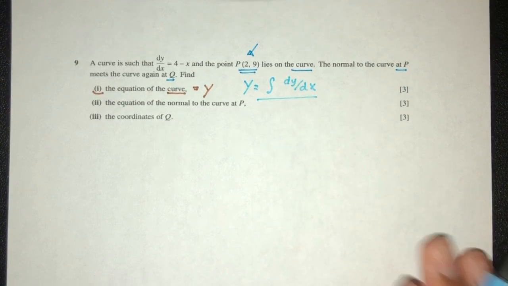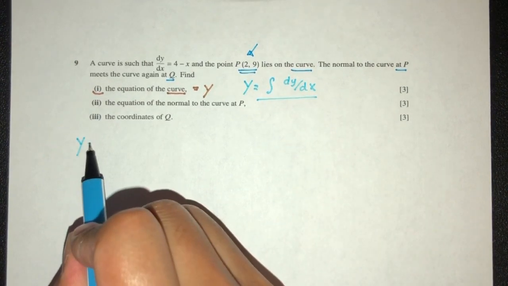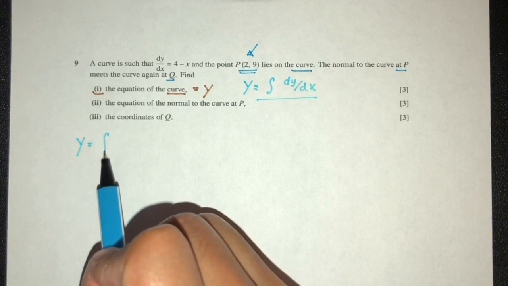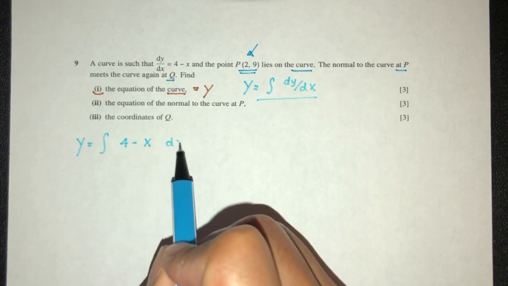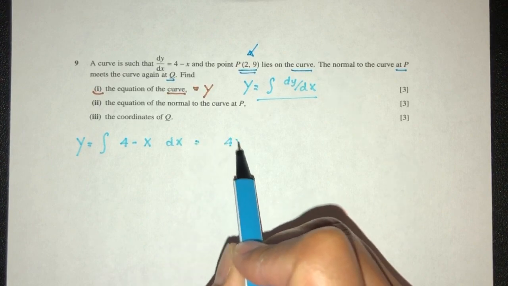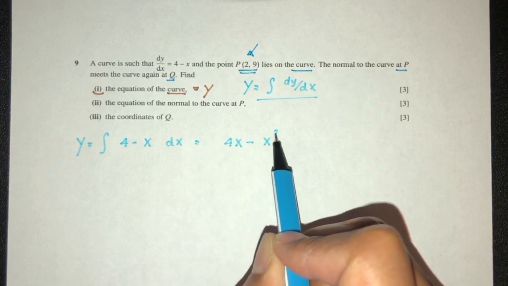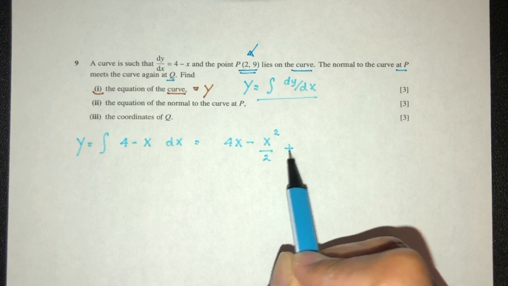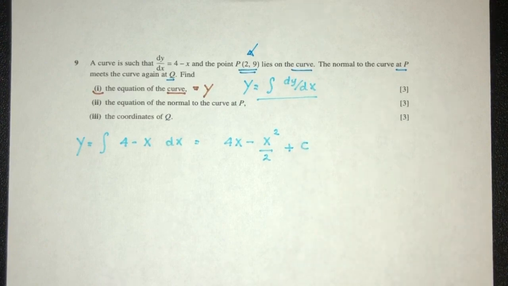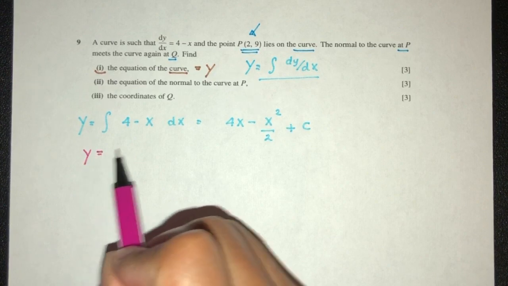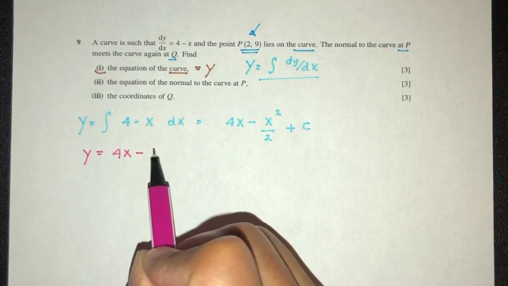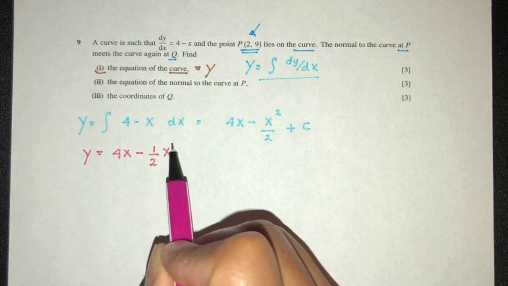So let's find this. y will be the integration of dy by dx, which is 4 minus x with respect to x. That will be 4x minus x squared over 2 plus c for the constant of integration. Now let's write this down. y is equal to 4x minus half x squared plus c.